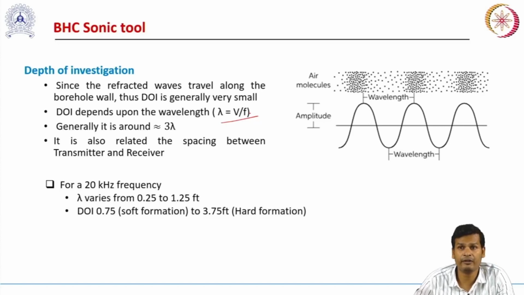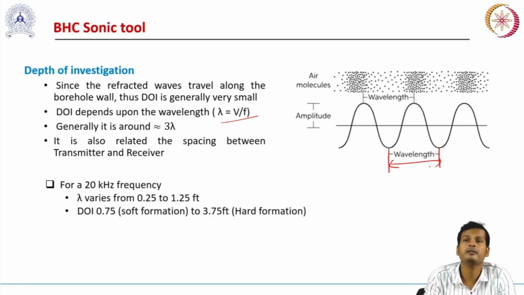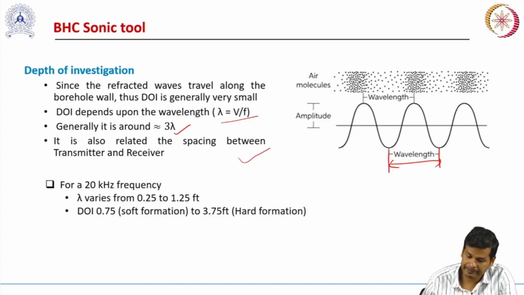So what is the wavelength of a sound wave? That means how much distance is there before the sound vibration repeats itself. So lambda is V by F, where V is the velocity of the sound wave and F is the frequency. And the depth of investigation is approximately equal to 3 lambda. It will also depend upon the spacing between transmitter and receiver, which we will discuss in a bit. So for a typical 20 kHz frequency of sound wave, lambda or the wavelength generally varies between 0.25 to 1.25 feet. So DOI will be around 0.75 to 3.7 feet.